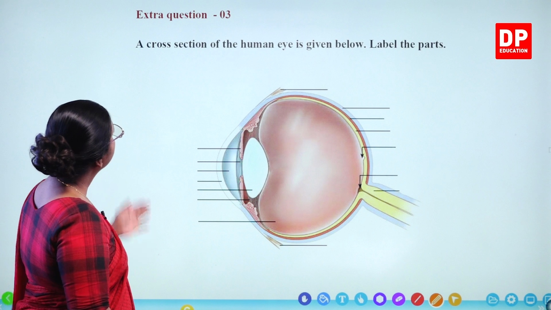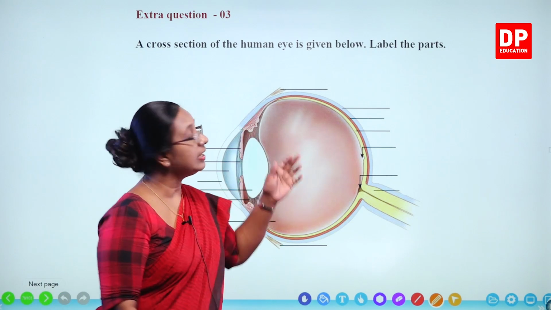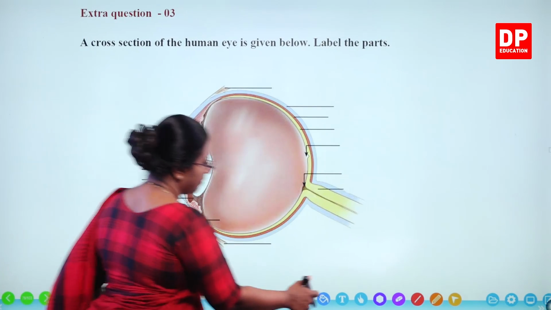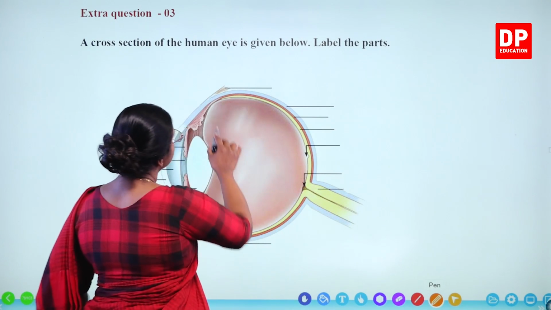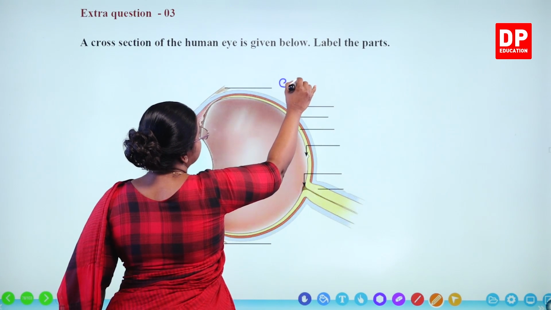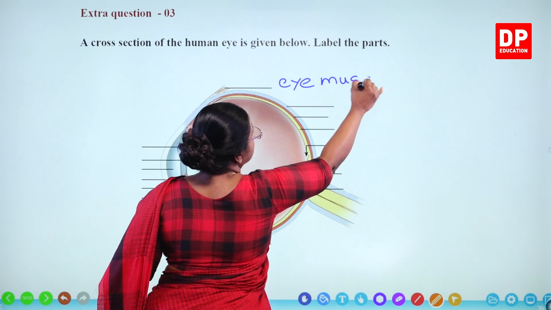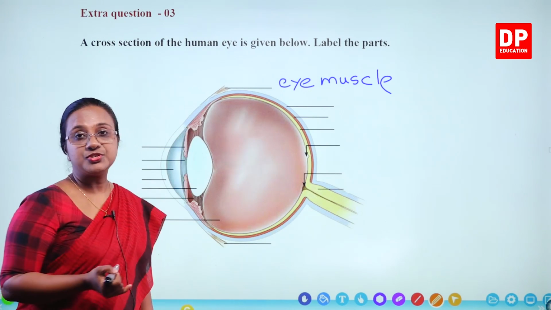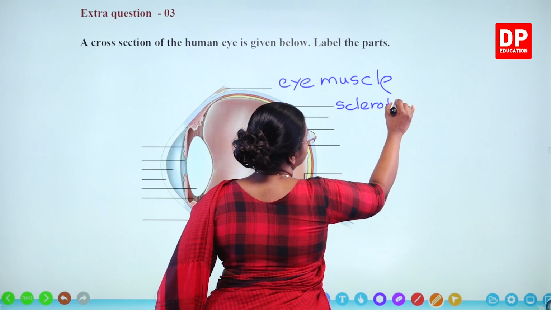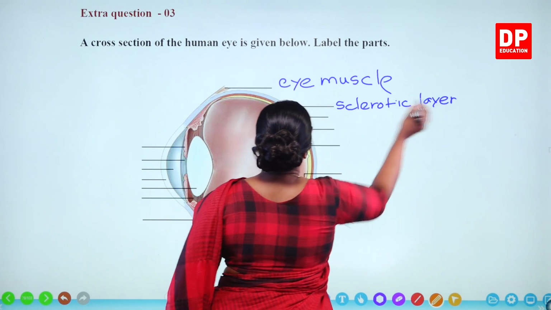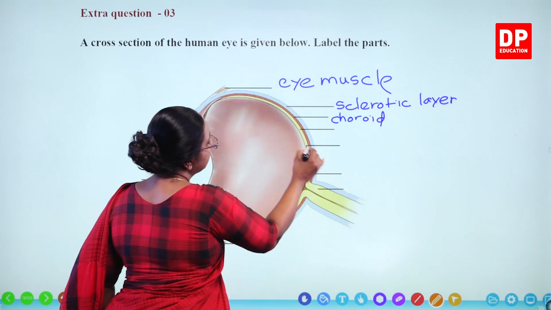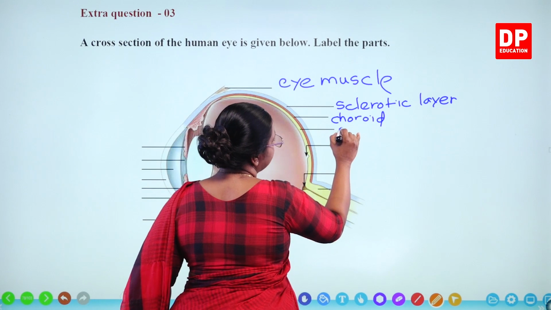Extra question 3. A cross section of the human eye is given below. Label the parts. This, of course, I am sure you will be able to do. I will start from the parts given this side. Here you can see what is this? It is the eye muscle. Then what is the outermost layer there? That is the sclerotic layer. Then the second one is choroid. And inside the choroid, the yellow color layer, that is the retina.